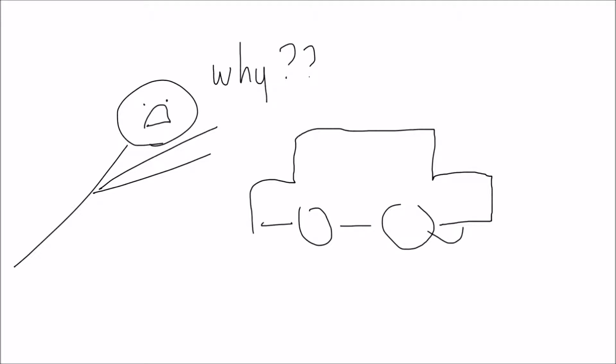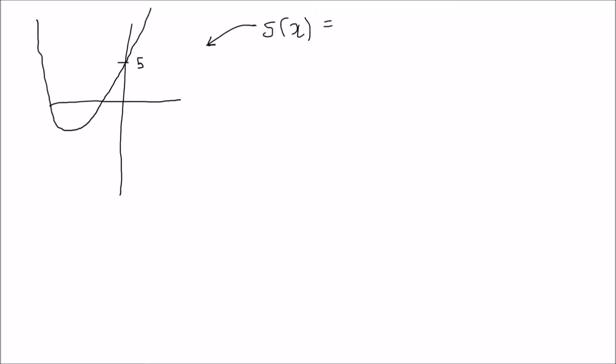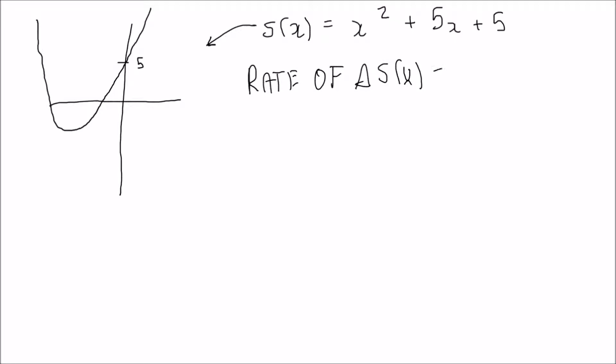But here, just to show a really good example of why you want to learn this, we're going to use the example of an accelerating car to find its acceleration. So here we have a graph that you've plotted based on the position of the car. We took a GPS and looked at the position every t seconds, and we found that it looks like x squared plus 5x plus 5.